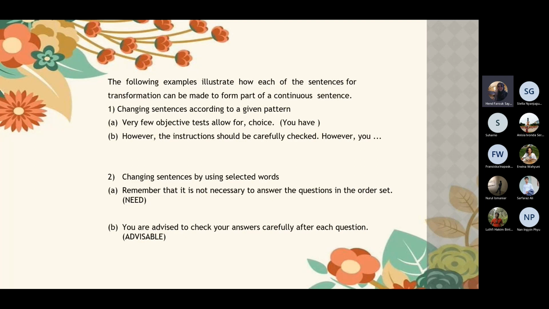Second point: changing sentences by using selected words. The first one was changing sentences according to a given pattern. The second one is changing them by using selected words. Number A: remember that it's not necessary to answer the questions in the order set. For example, we say, remember that you don't need to answer the questions in the order set. Number B: you are advised to check your answers carefully after each question. If we ask the students to use the word advisable, it's going to be: it is advisable that you check your answers carefully after each question. So the whole structure changes by using some selected words or a specific pattern.